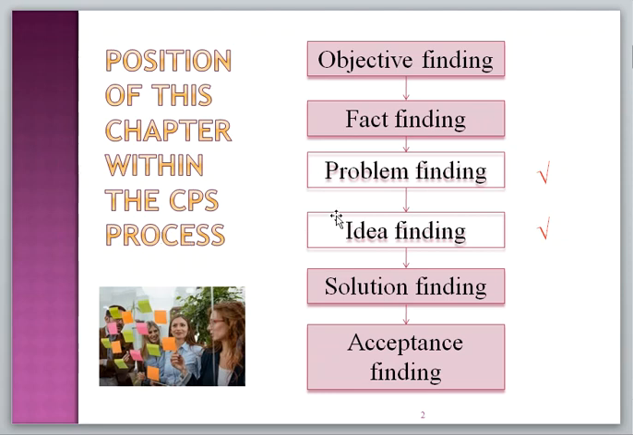Brainstorming is usually used in the problem finding and idea finding stages of the creativity problem solving process we introduced, which has objective finding, fact finding, problem finding, idea finding, solution finding, and acceptance finding. In the previous chapters we talked about objective finding and fact finding tools, more than 10 or 11 tools. Now we have only one that is used in these two.